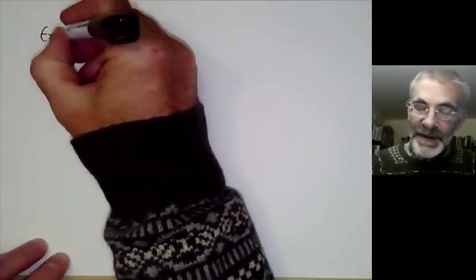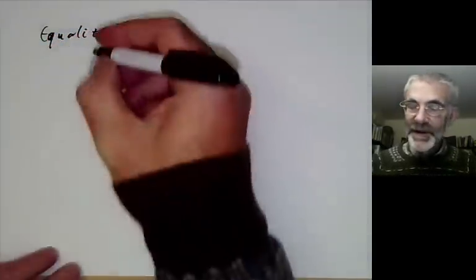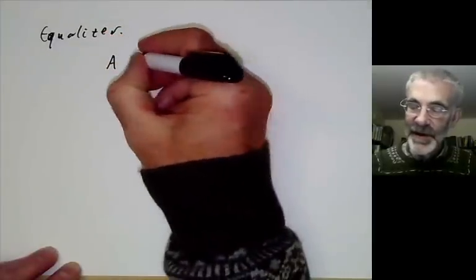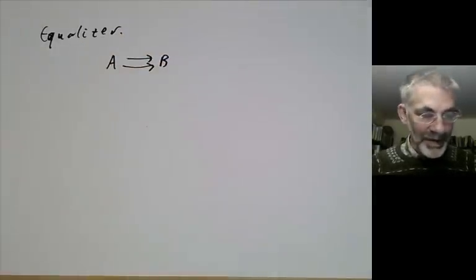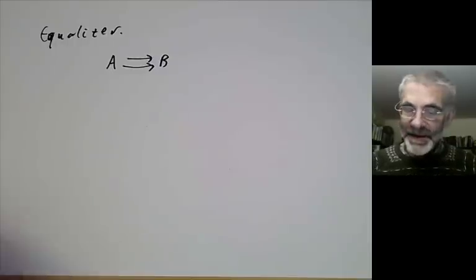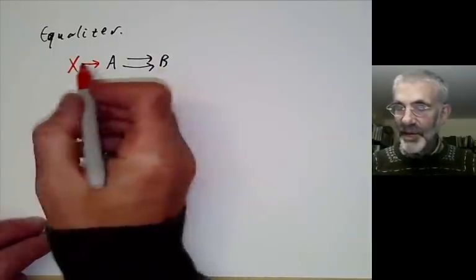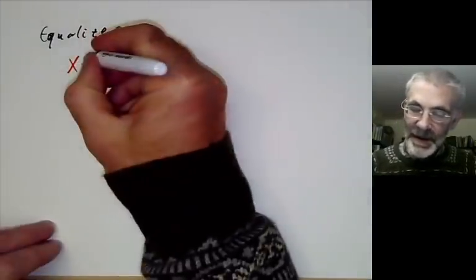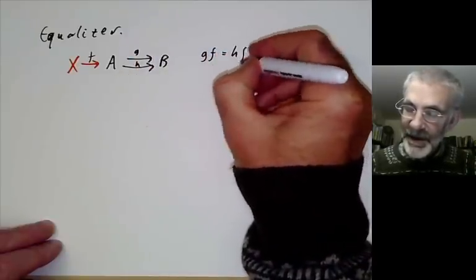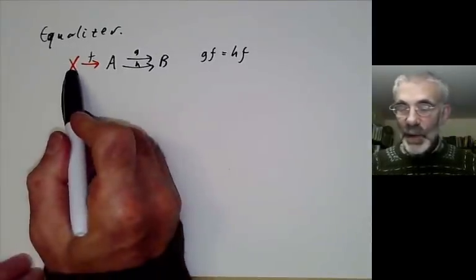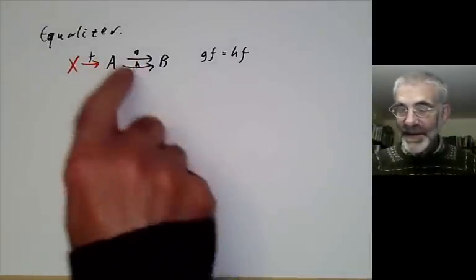The next example of a limit is something called an equalizer. An equalizer is as follows. Suppose you've got two objects A and B in a category and two morphisms between them. Then an equalizer is an object X mapping to A such that these two compositions are equal. If I call these maps F, G and H, it would mean GF equals HF. And the equalizer is going to be a universal object that makes these two maps equal.